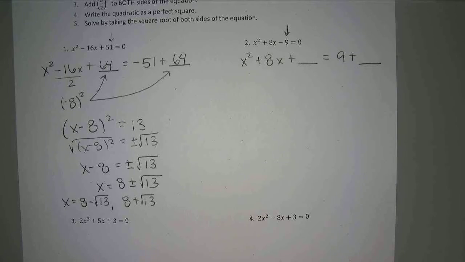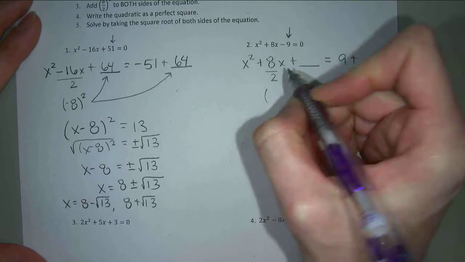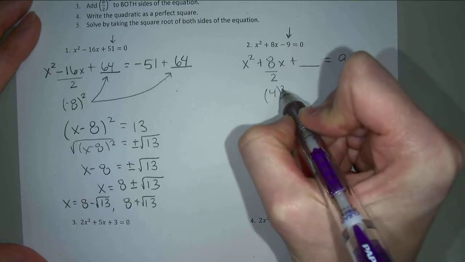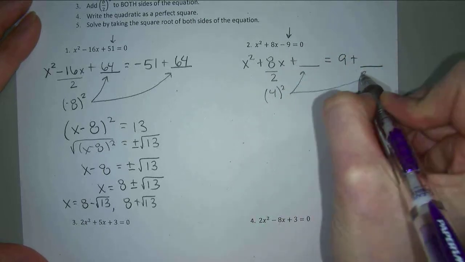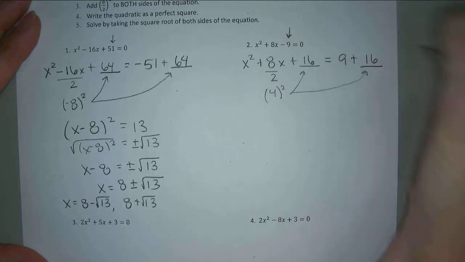So what do we need to do in order to complete the square? We're going to take our b, which is 8, divide it by 2, and you get what? 4. And we're going to square it and add it to both sides, okay? So 4 squared is 16, so we're going to add 16 to both sides.